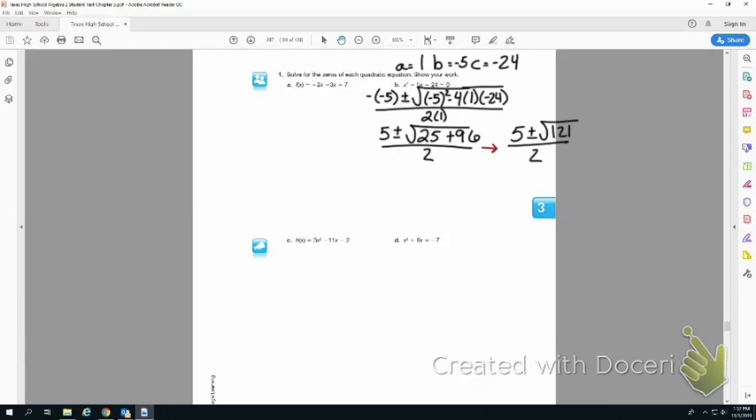What is the square root of 121? 11. So I get 5 plus or minus 11 over 2. And this is whenever you break it off into 2 parts. 5 plus 11 is what? Divided by 2 is what? 5 minus 11 is what? -6. And -6 divided by 2 is -3.